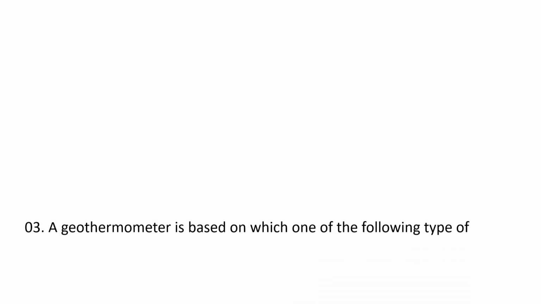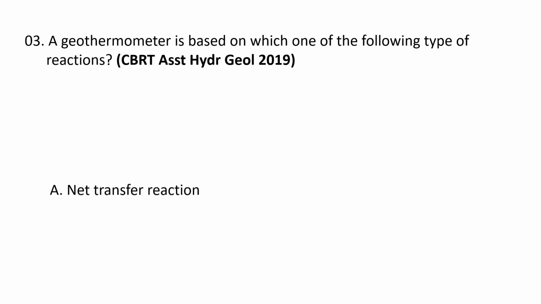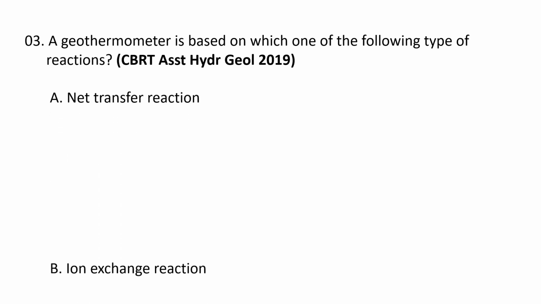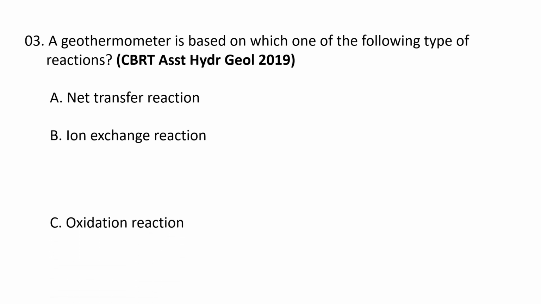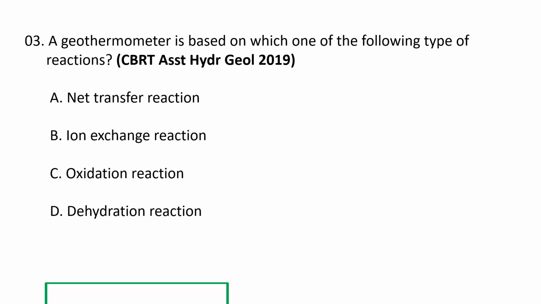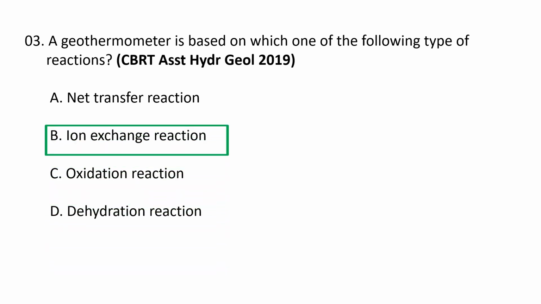Next question. A geothermometer is based on which one of the following types of reactions? A. Net transfer reaction. B. Ion exchange reaction. C. Oxidation reaction. And D. Dehydration reaction. So a geothermometer is based on ion exchange reaction.